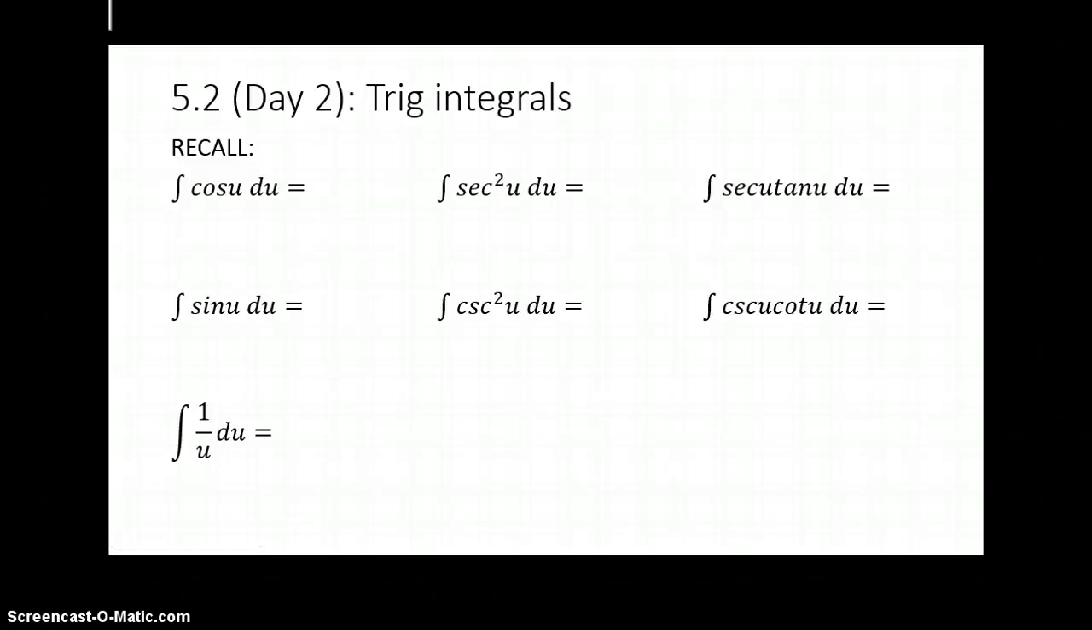Okay, so 5.2 day 2, we're going to complete our trig integrals. So just take a minute and fill these out. Antiderivative of cosine is positive sine of u plus c.